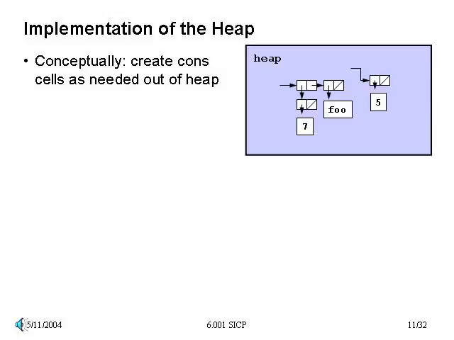What about the heap? Well, remember, conceptually, the heap is just a collection of free cons cells, free pairs, and we should be able to create new ones as needed out of this collection.